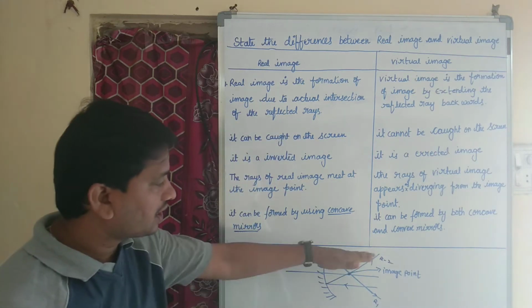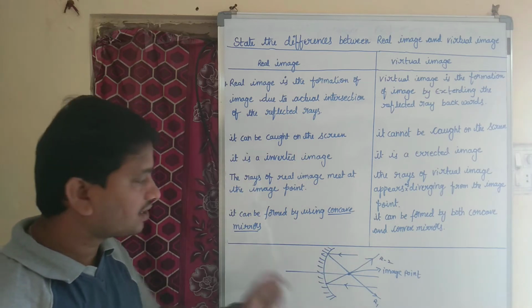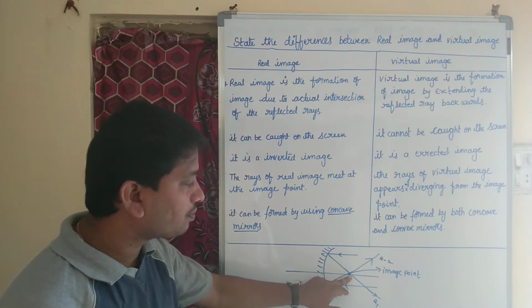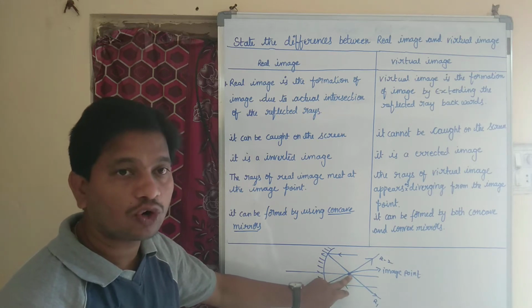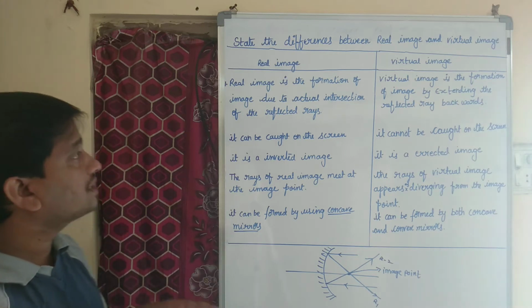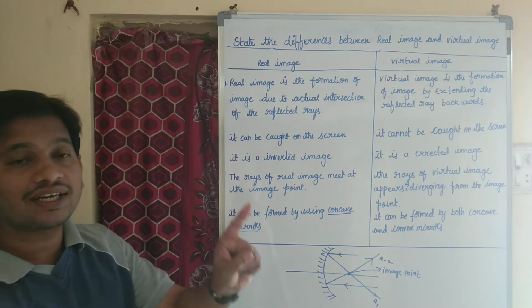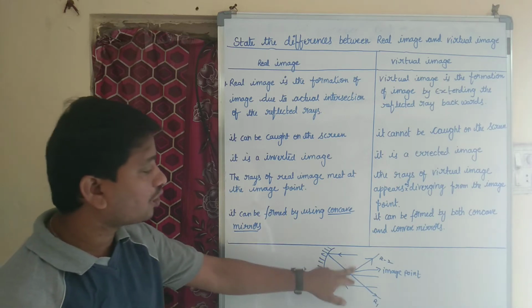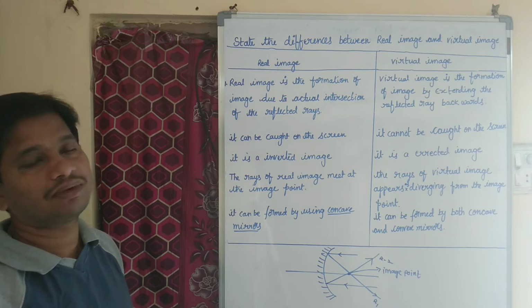So incident ray, reflected ray, incident ray, reflected ray, as they meet at this point, you will get the image at this point, and that image we call a real image. Are you getting my point? Real image is the formation of image due to actual intersection of reflected rays. These are called reflected rays. Where they meet at that point, you will get a real image.